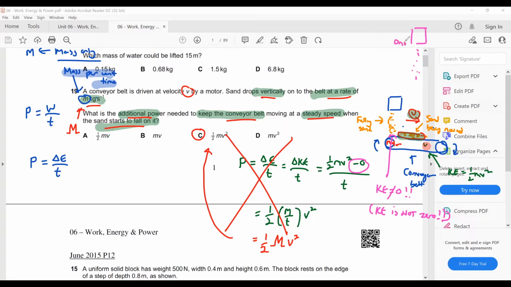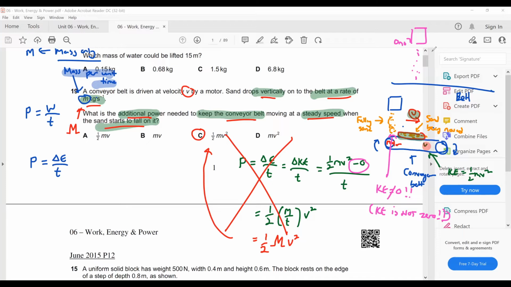you could say here is 0 meter per second, and then here is the belt. When your sand starts to drop and reaches the belt, it already has a certain speed. Maybe this one is 5 meter per second. It already has KE when it starts to drop on the belt. Maybe I draw it nicer for you. This is your conveyor belt. This is your belt.